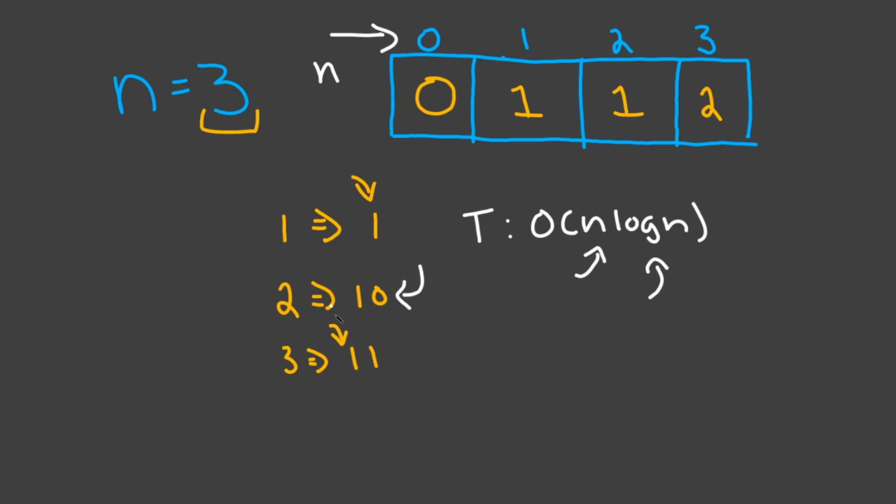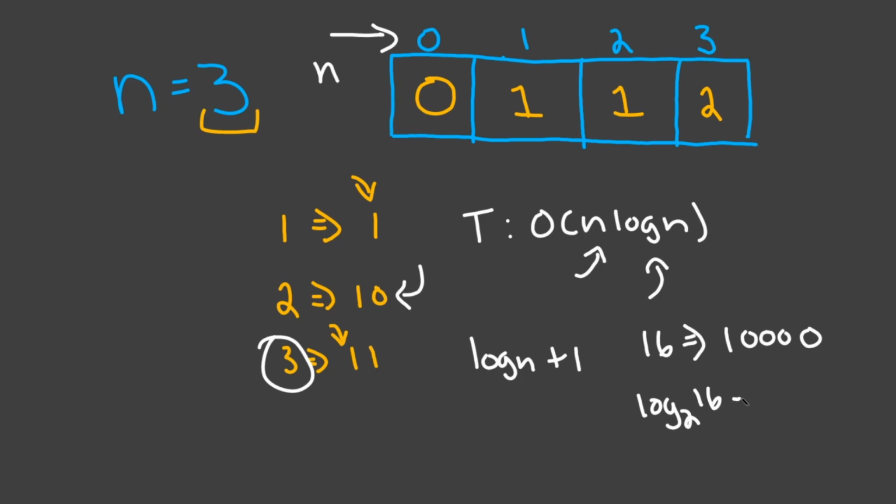And as you can see, we don't actually have as many bits as there are, let's say 3 for example. We don't have 3 bits here. We only have log n plus 1. So if we had 16, let's say, 16 in binary would be 1, 0, 0, 0, 0. And log base 2 of 16 is equal to 4. But you can see we have 5 bits here, so that's why it's plus 1. But all of this simplifies to just log n anyways, so that's why this is our runtime.